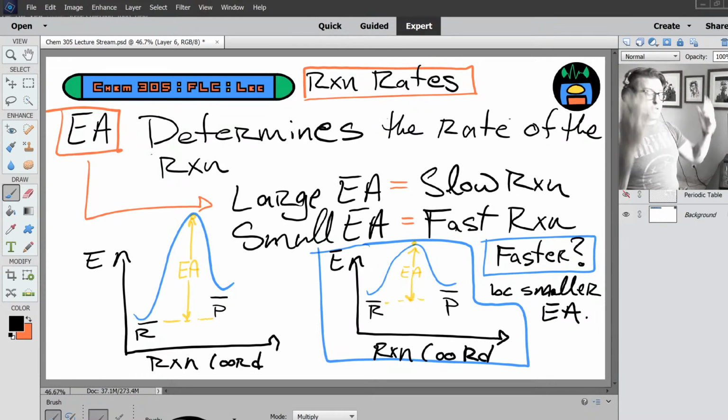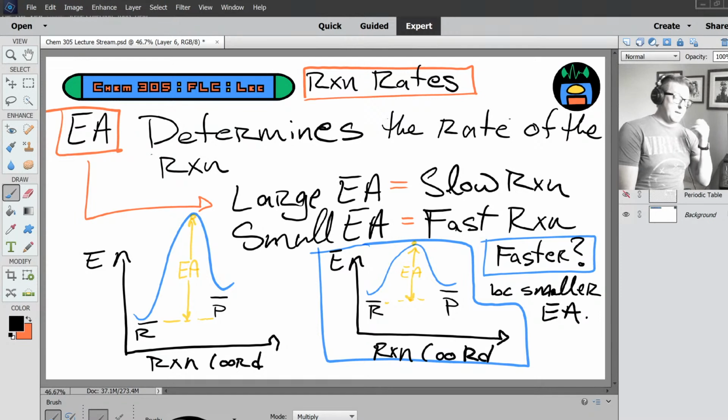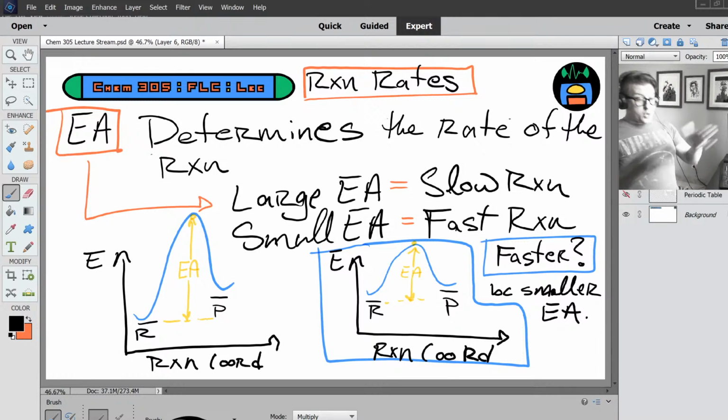It's just burning up. A large activation energy would be the decomposition of hydrogen peroxide, which slowly over time will decompose into H2O and O2. Hydrogen peroxide decomposes, but it does this at a very slow rate because the energy of activation for that reaction is very high. So because it has a large energy of activation, it doesn't happen very quickly.